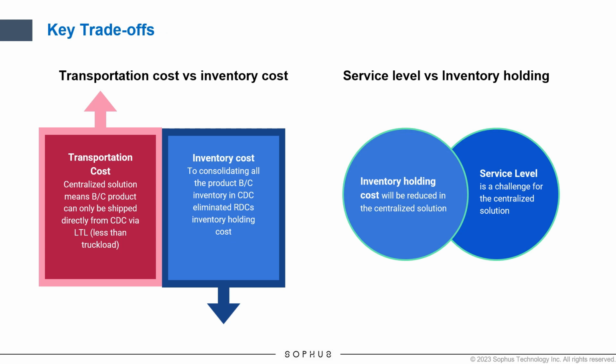Keeping B and C class products only at the CDC will increase transportation costs, as these can only be shipped from the CDC via LTL mode rather than nearby RDCs. However, this approach reduces inventory costs due to the pooling effect of centralizing the B and C class products. Another consideration is the trade-off between inventory reduction and service level challenge in the centralized network.